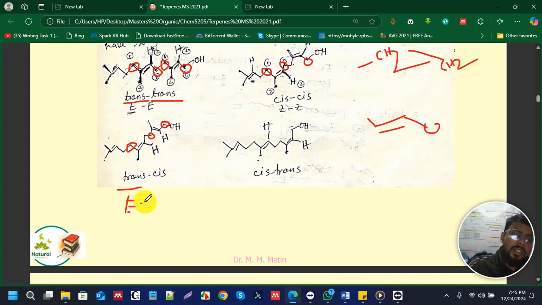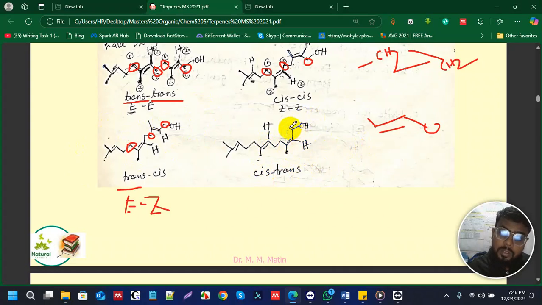Cis, we can write it down as Z. That's why it's an EZ isomer, present in this conformation. Actually, this is the first double bond, because this double bond is closer to this functional group. That's why it's the first, and the second is far away from this specific functional group. So we can say that it's a cis, it's a trans.